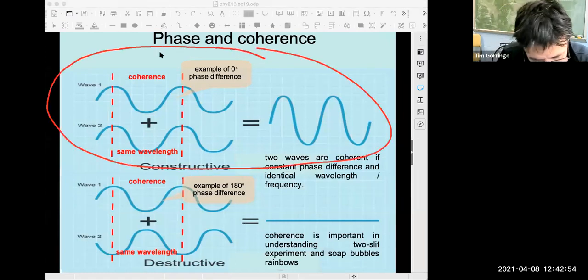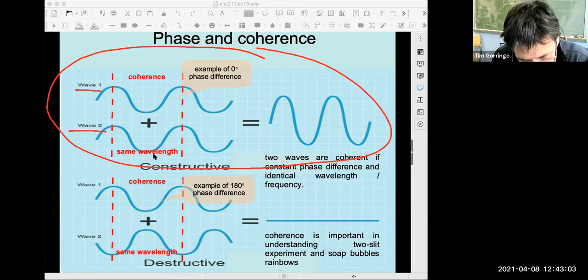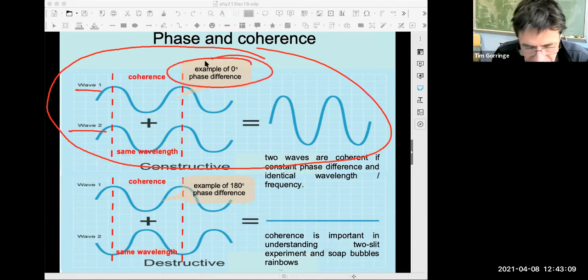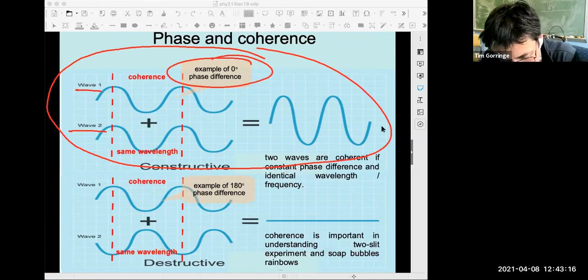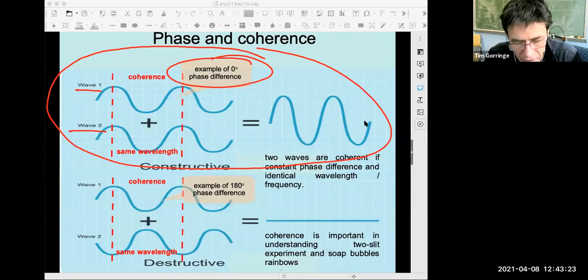Upstairs here is the example of constructive interference. Wave number one and wave number two crest at the same time, trough at the same time, crest at the same time. We say that they're coherent and that their phase difference is 0 degrees. They're in phase. They make a large superimposed wave because they're interfering constructively.